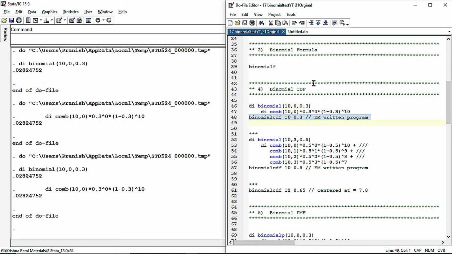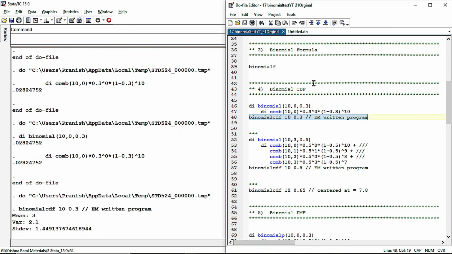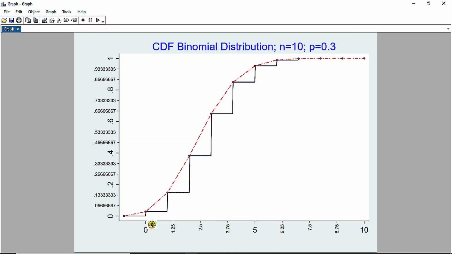Now let us check with a user-written program, binomial CDF, which will depict the cumulative distribution function. After 10 trials, the probability of success is 30%, and let us see whether it is nearly 3% or not. For 0 successes, it is nearly 3%. Fine, and we see this ladder kind of graph. This shows that the binomial distribution is a discrete distribution. For 0 successes we get this probability, and between 0 and 1 the probability value is the same, and for 1 the probability of 1 or fewer successes is this value, and so on.